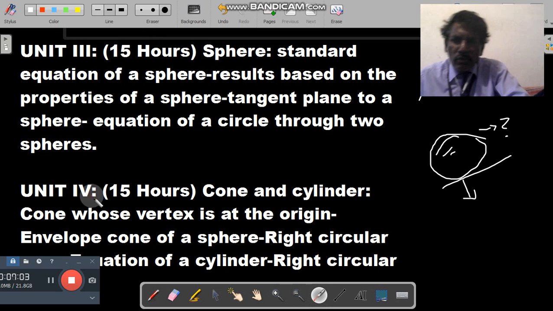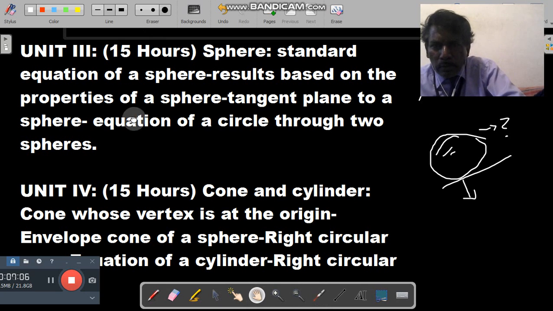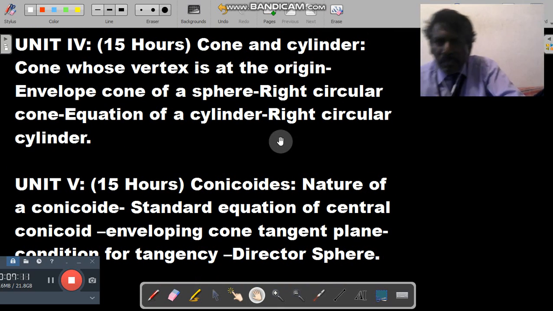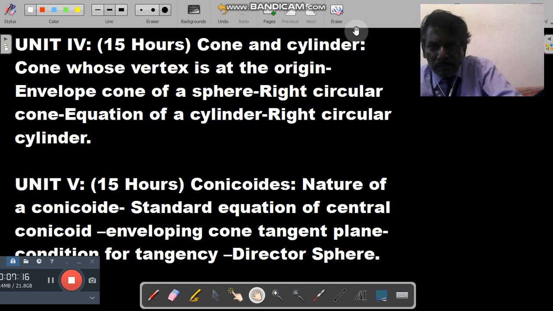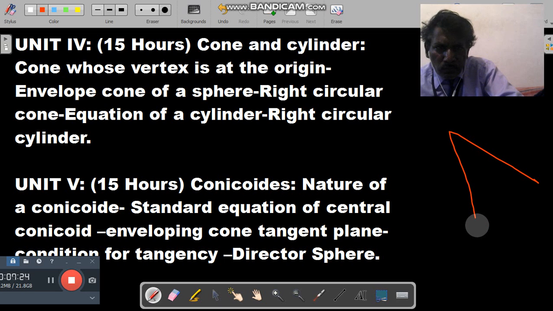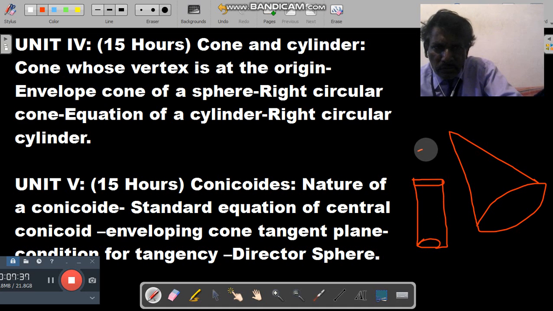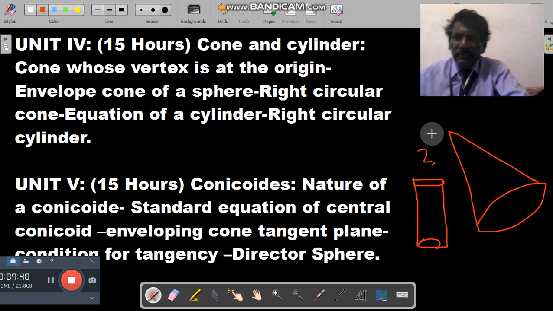Okay. Coming to unit number 4, we mainly depend upon the cone and the cylinder. You know what a cone and cylinder are. Let me draw the picture for you, and this is your cone. What is the equation of the cone? The next one is the cylinder, and this is the cylinder. What is the equation of these two? That's what we are interested in.